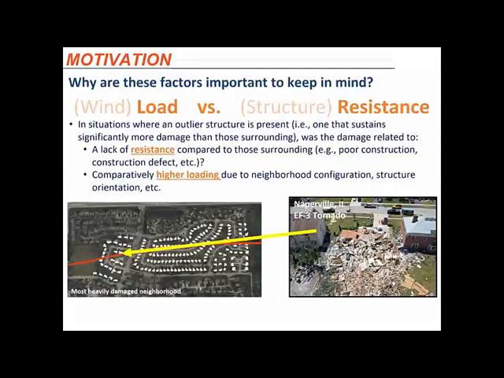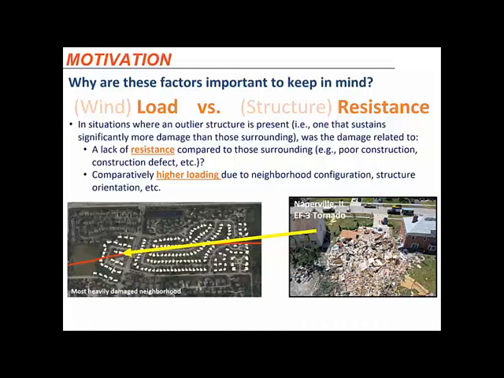So something I want to highlight is that, going back to this wind load versus structural resistance, the photo at the bottom right is an outlier structure, as we'll call it, from the Naperville, Illinois tornado in 2021. The structure was rated EF3. Obviously, you can see from the photo that there was significantly more damage to that particular building than those surrounding it. And so in many of the situations where we have outlier structures, survey of the particular building often leads to the conclusion that there was a lack of resistance, maybe poor construction, a construction defect, something about that building that made it more susceptible.